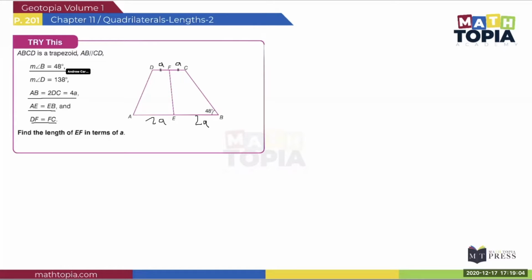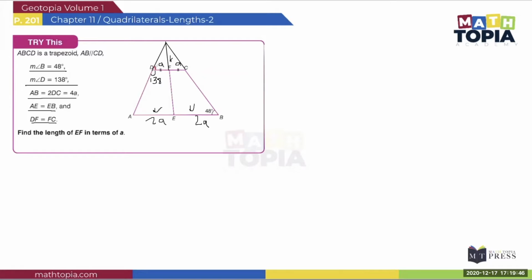And we have measure of angle B is 48 and measure of angle D is 138. So we have all three of these lines. So I would extend them up to this point. And because we go from 2A to A, and then we have A and A, this length here, ratio is K and K. Same thing here, which means they all intersect at a single point. Because they're at the same ratio, A to 2A, A to 2A. So they all intersect at the same point.